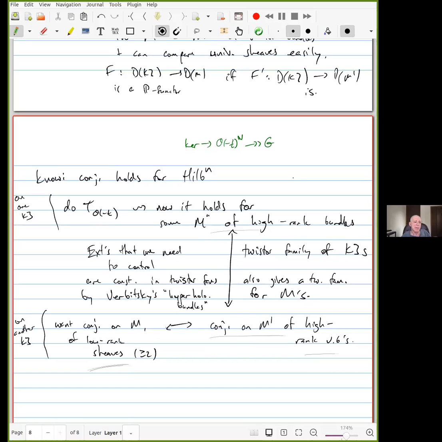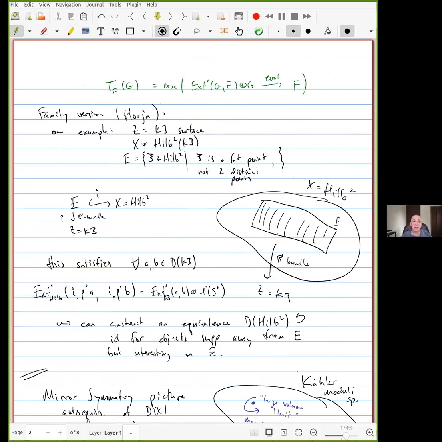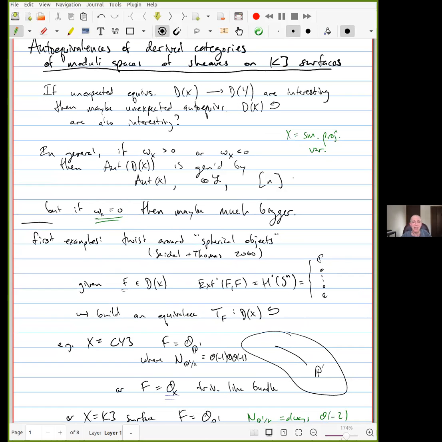Actually, I have a question which is perpendicular to your talk, but related to what you said at the very beginning. If your variety has ample canonical sheaf, then automorphisms of the derived categories are easy to describe. And for K3, what is known? Right, so for K3, we certainly have a conjectural complete picture that I think it should be generated by twists around spherical objects.